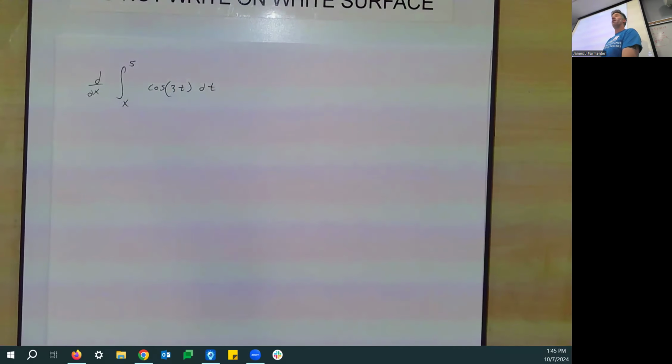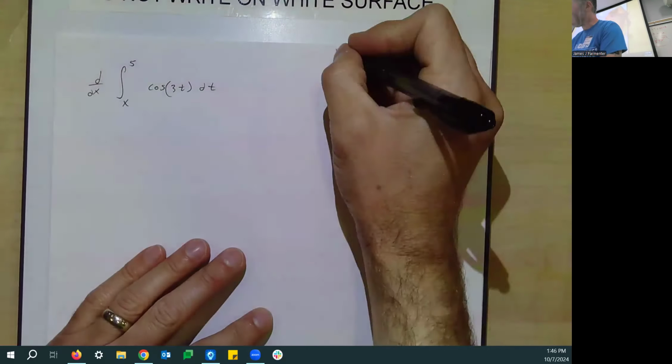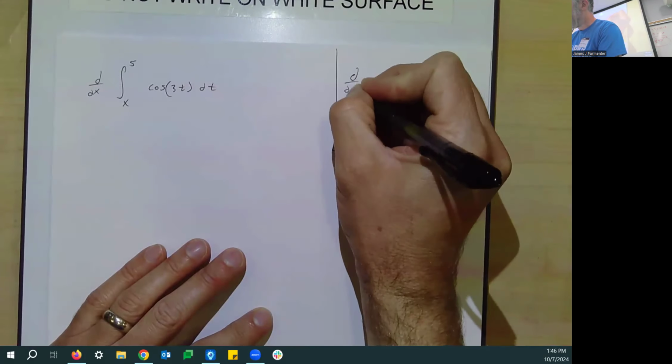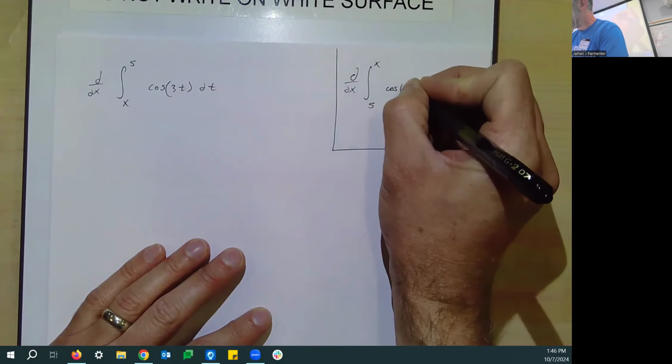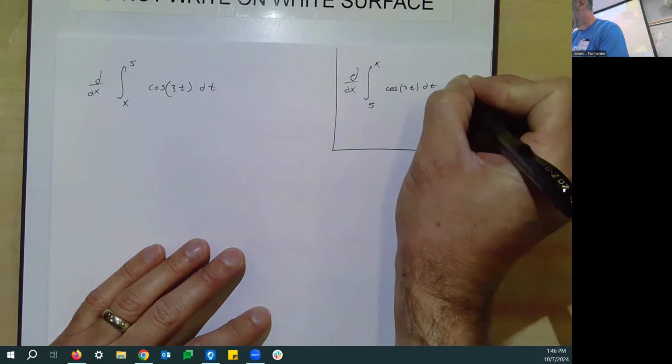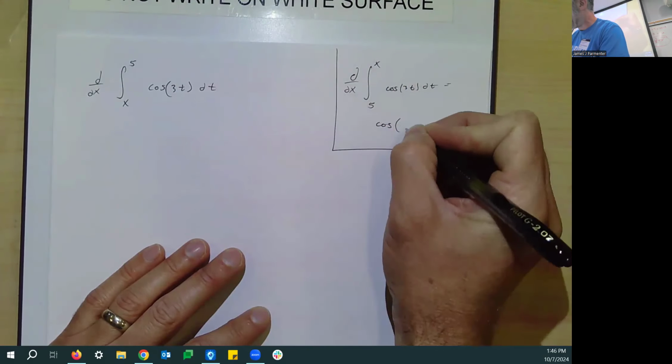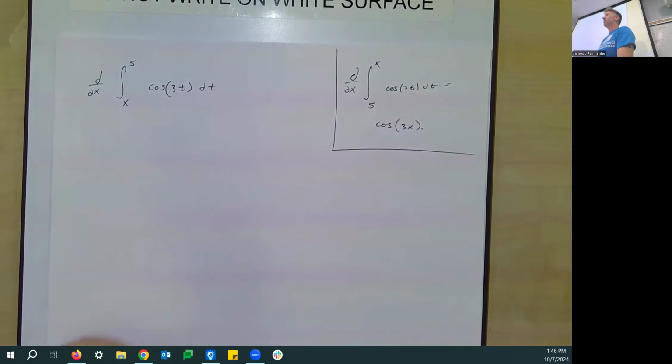Well, let's do it the long way. So normally, if the x was on top and the 5 was on the bottom, we would expect the answer to be cosine of 3x, right? If the question was the derivative of the antiderivative from 5 to x of cosine of 3t, we would expect the answer to be cosine of 3x. So let's see how our answer is going to be different. I imagine many of you know what the difference is going to be already, but let's still see it so we can see it.